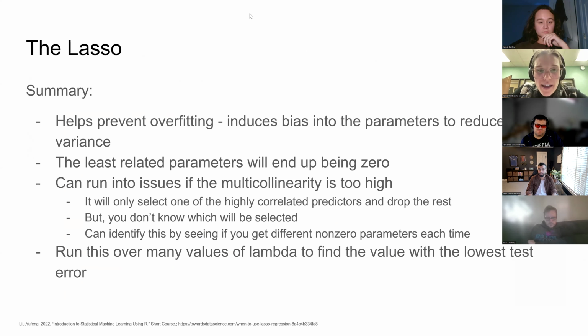And we did want to call out that you can run into issues if multicollinearity is too high. So if certain potential control variables are highly related to each other, the lasso is usually only going to select one of these highly correlated predictors and drop the rest. But you actually don't know which one will be selected. So what you can do to try to diagnose if this is happening is see if you get different non-zero parameters each time, and that might indicate that something is happening with multicollinearity. And then overall with the lasso, you can run it over many values of lambda to then find the optimal value of lambda to ensure that your mean squared error is the lowest.